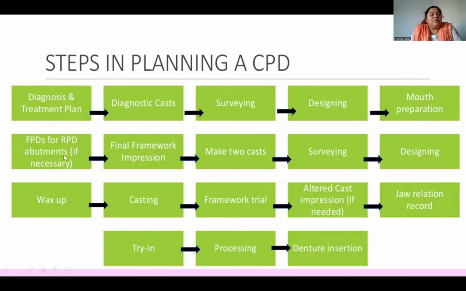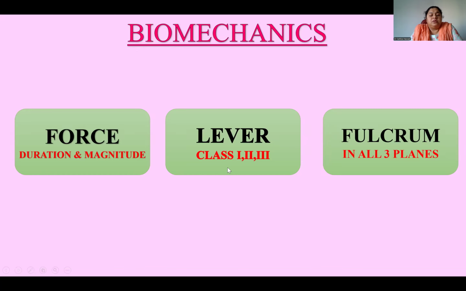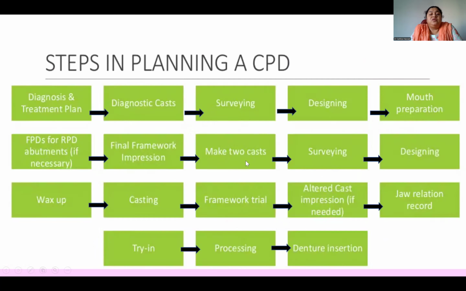Then, if any FPDs have to be done for RPD abutments, we do them, then we make the final framework. Then we make two casts. Again surveying is done, designing is done. Then jaw relation is also recorded. Then we do the wax up. We have to do the wax up because we have to show the patient also that this is the way. Then we do the casting. Then framework trial is done.